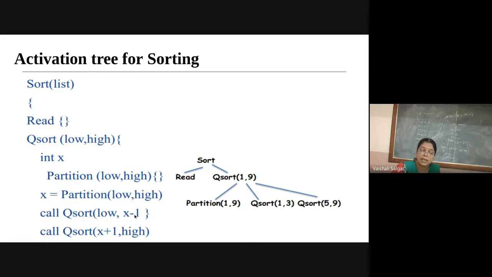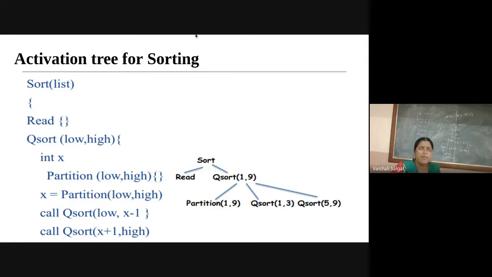So 4 minus 1, so the call will be 1 comma 3. And after this execution of Q sort, the next call will be x plus 1 comma high. So what will be the value for this quick sort? It will be x is 4, 4 plus 1, that is 5, comma 9. High value is 9. So in this way, the activation tree for this particular program will be generated.